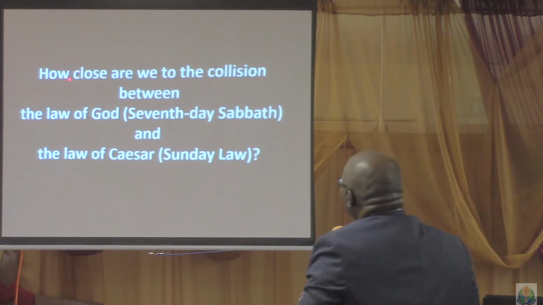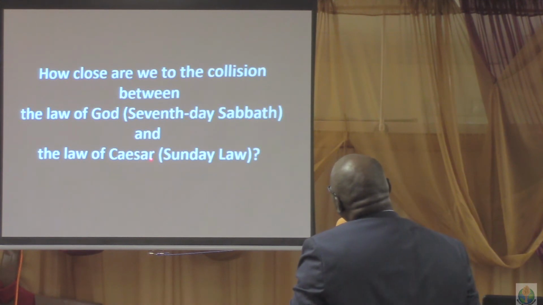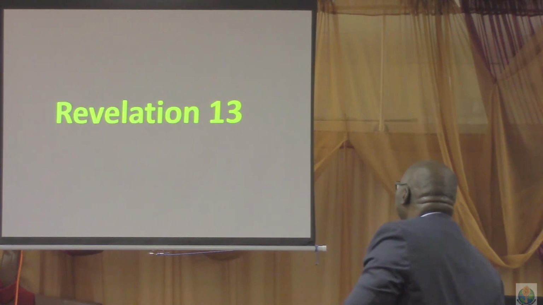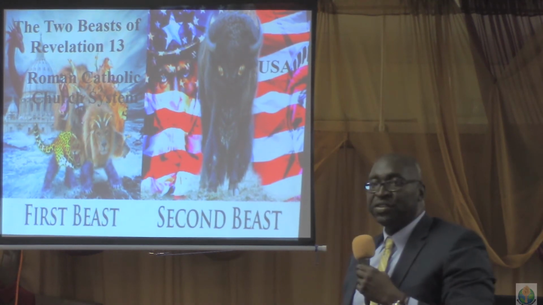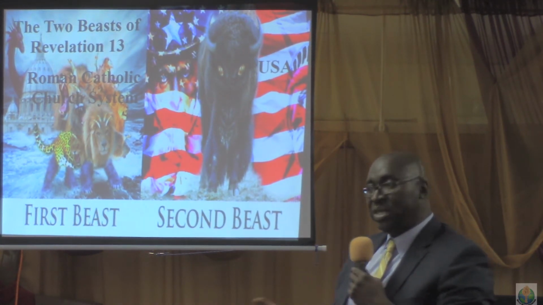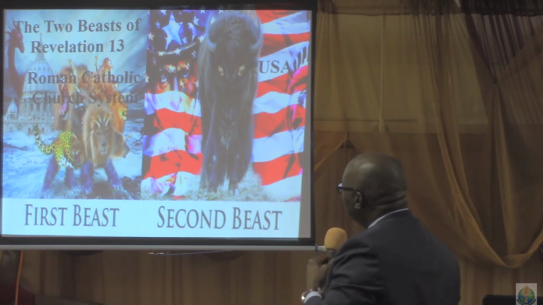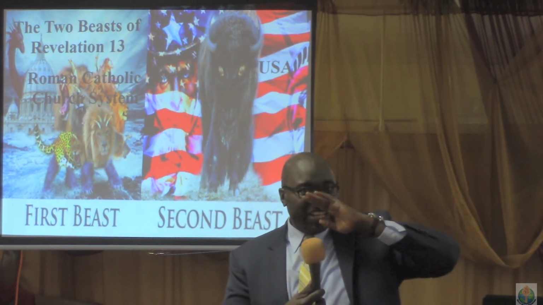So, question. How close are we to the collision between the law of God, 7-day Sabbath, and the law of Caesar, the Sunday law? We're going to start our study in Revelation chapter 13. Revelation chapter 13, the first 10 verses describes a beast rising from the sea, which in previous study we know is the Roman Catholic Church system. Are we together on that? Yes. I don't think I need to establish that.